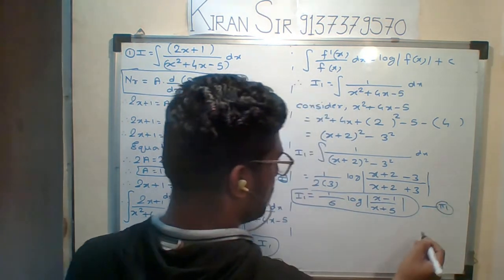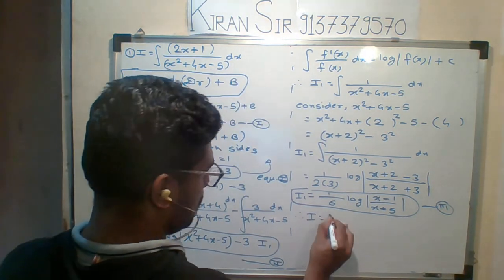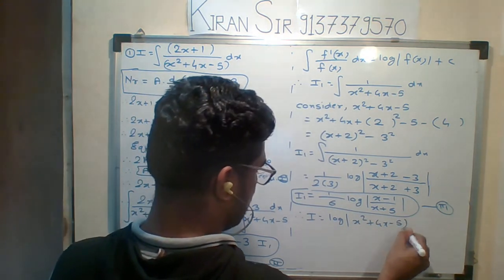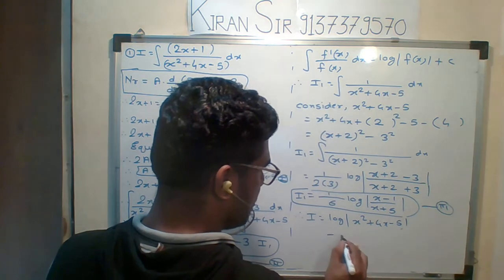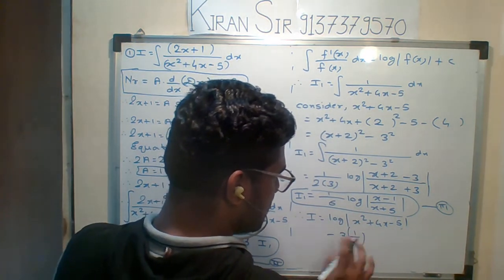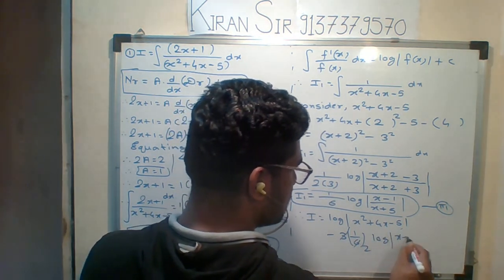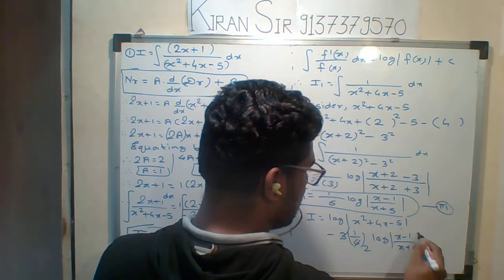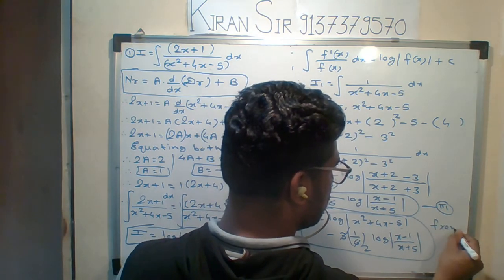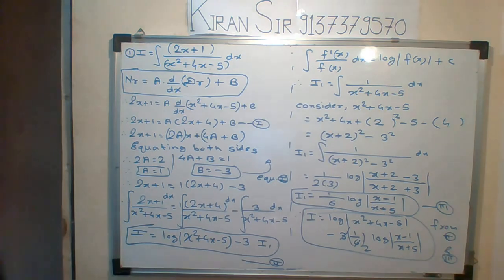And then from 2 and 3, I will write finally I equals log of (x squared + 4x - 5) minus 3 times I1. What is I1? 1 by 6. So if I put 1 by 6 here, 3 by 6 is half. And the final answer is log of (x - 1) upon (x + 5). Hope you understood the numerical.